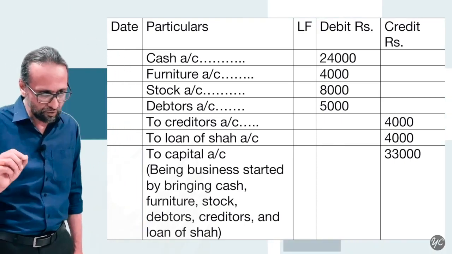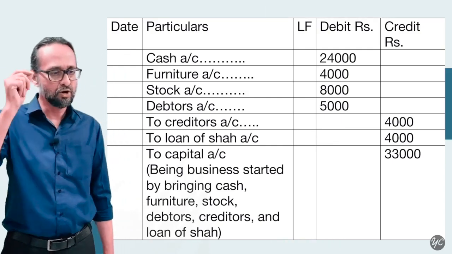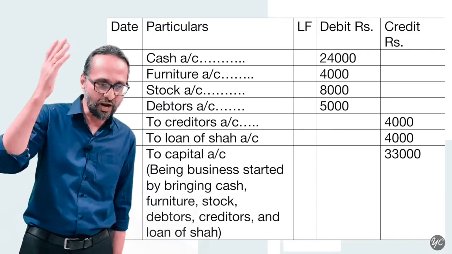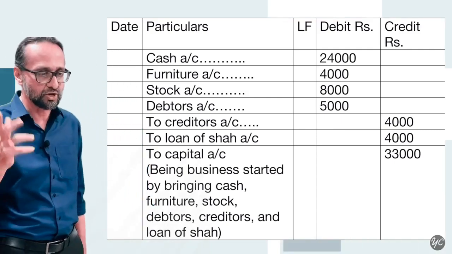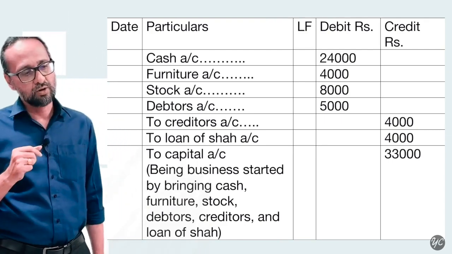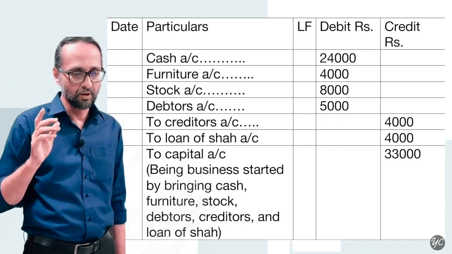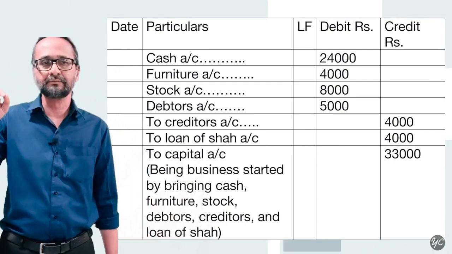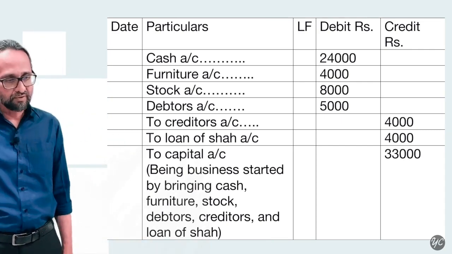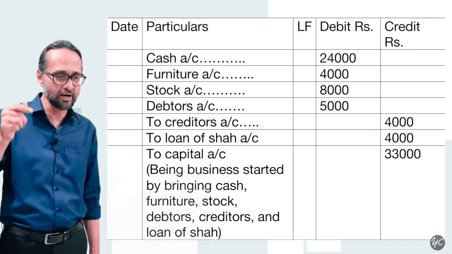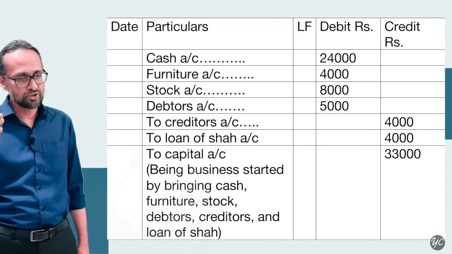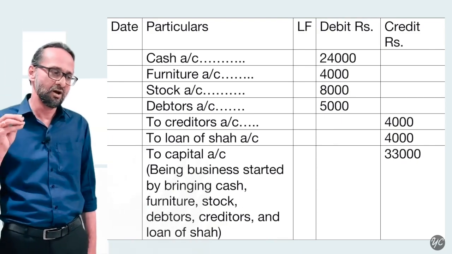Cash account debited 24,000, furniture account debited 4,000, stock account debited 8,000, debtors account debited 5,000, to creditors account 4,000, to loan of Mr. Shah 4,000, to Parth capital account 33,000. And then what do we write? Being Parth commenced business with cash, furniture, stock of goods, debtors, creditors and 5% loan of Mr. Shah. Okay, so this is the most crucial and important transaction from the examination point of view.